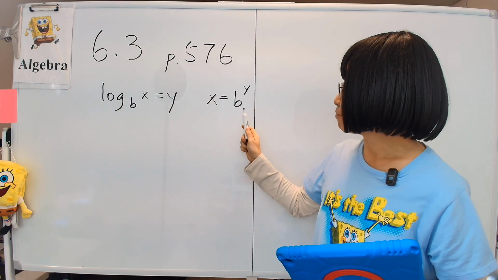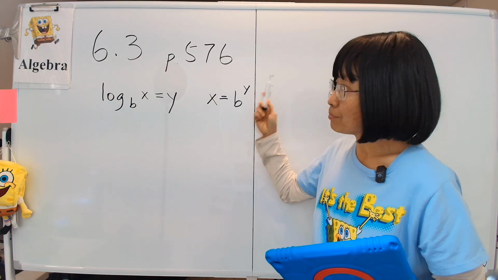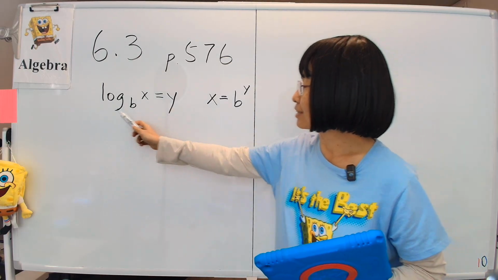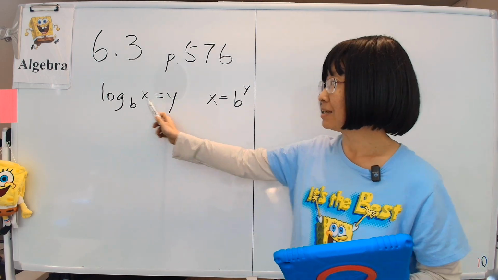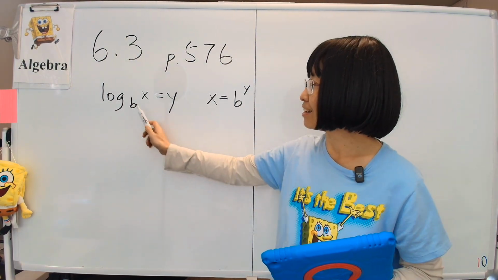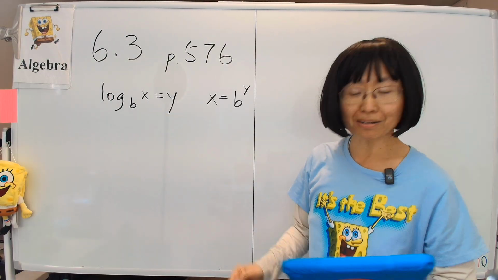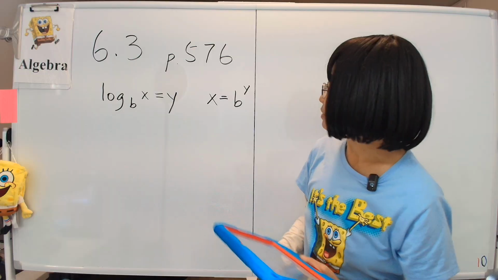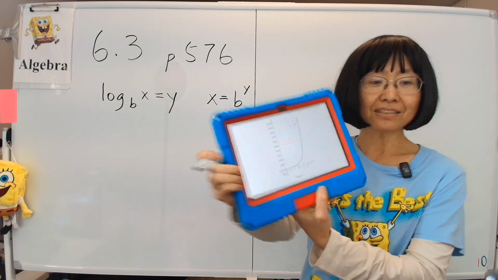That is, if you have a base number and you raise it to the power y, that would be equal to x, and you can write it like this. So log base b of x means b to the power y equals x. In general, when you write down log, the base raised to this power equals that is what log means. Now that sounds a bit confusing. So let's look at some examples.